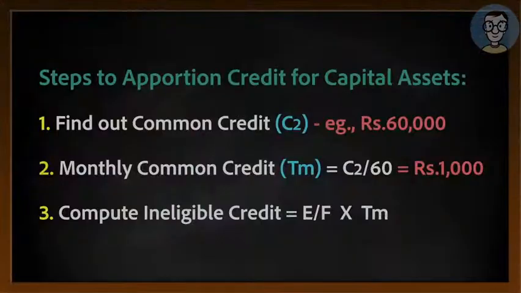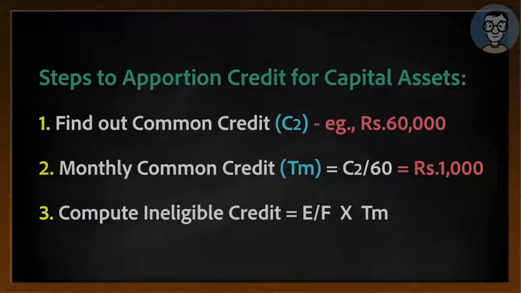But when it comes to capital goods, there is a slight change. Here we need to follow 3 steps to solve the problem. Step number 1 is to find out the common credit. What is common credit? Common credit is the GST paid on machinery which is used for both purposes. What are both the purposes? Machinery which is used for taxable purpose as well as for exempt purposes. Let us say that common credit is 60,000 rupees.